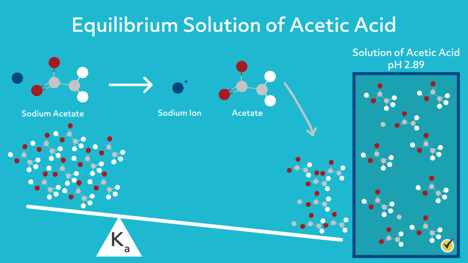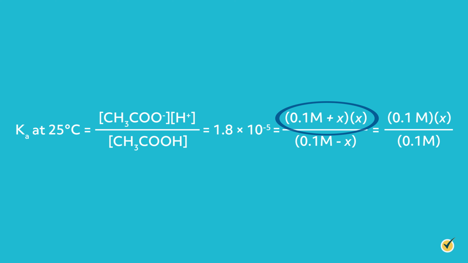Remember, Ka maintains the same numeric value, and thus the only way to rebalance the system is to convert some products back to reactants. In this case, we have (0.1 molar plus x) times x, divided by (0.1 molar minus x), which is again equivalent to 0.1 molar times x, divided by 0.1 molar. This means that x is equal to 1.8 times 10 to the negative 5.